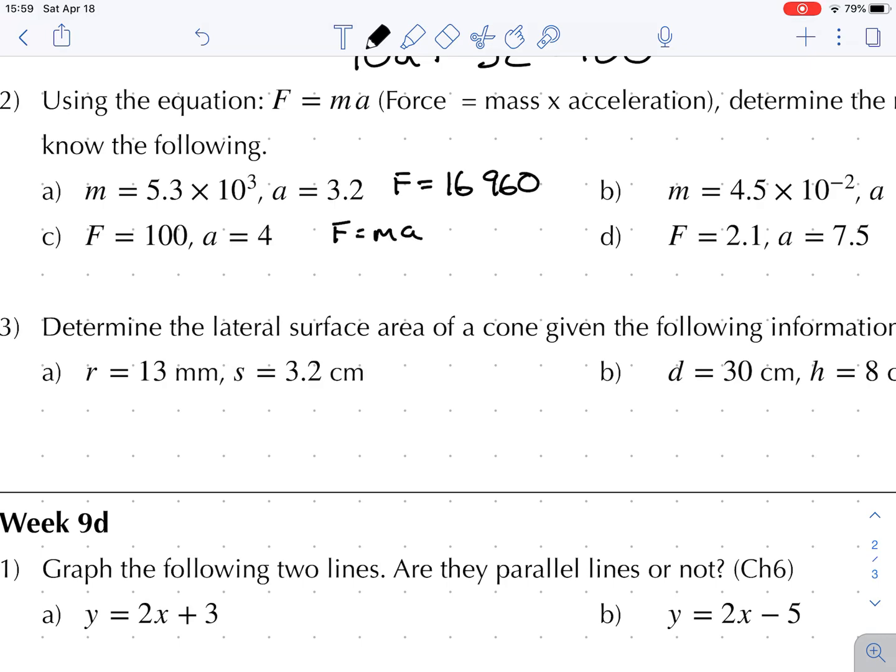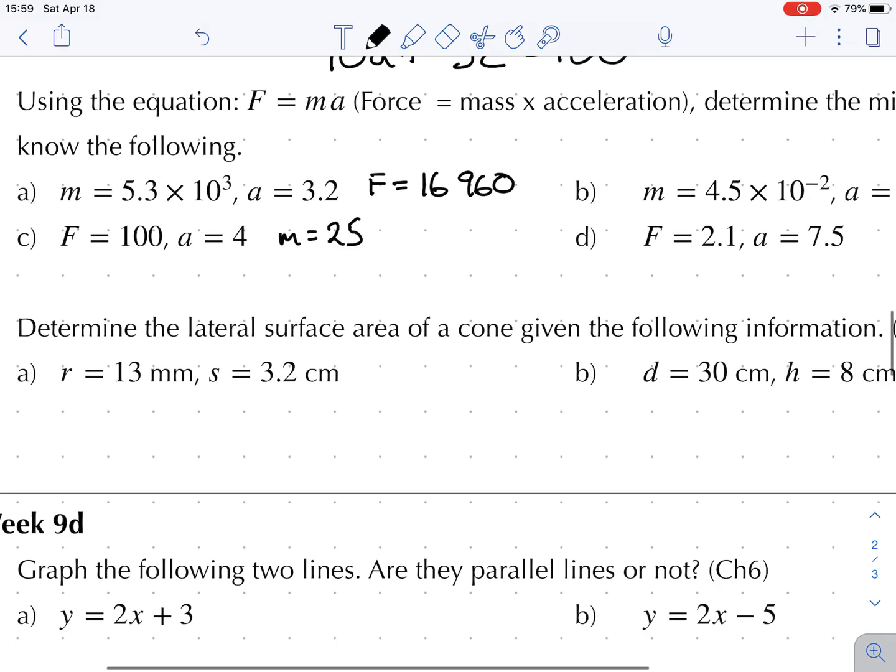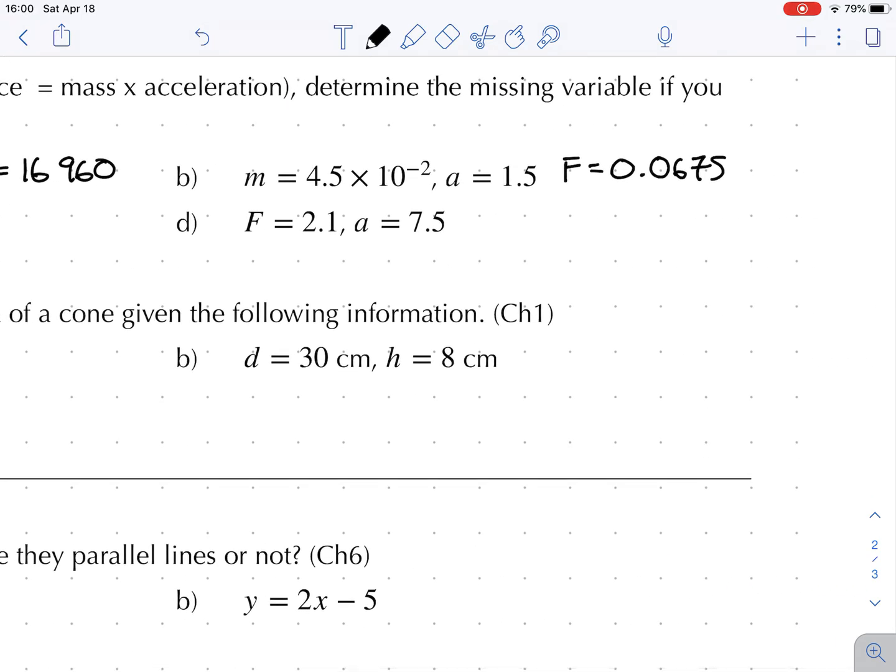So this time I know my force and my acceleration. I need to find my mass. So we put in force is equal to mass times acceleration. 100 is equal to mass times 4. Now I divide both sides by 4 to get my mass is equal to 100 divided by 4 is 25. Those will cancel out. So my mass is equal to 25.